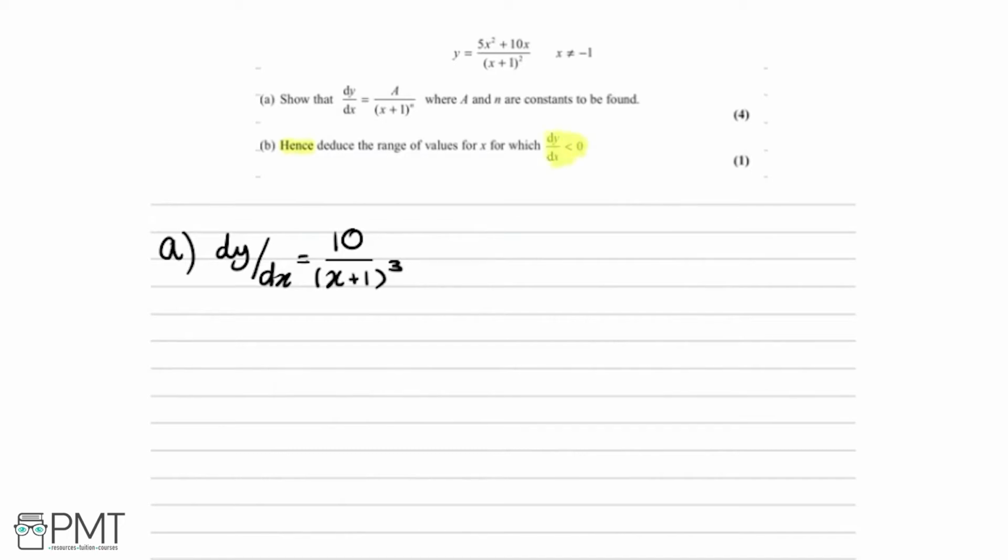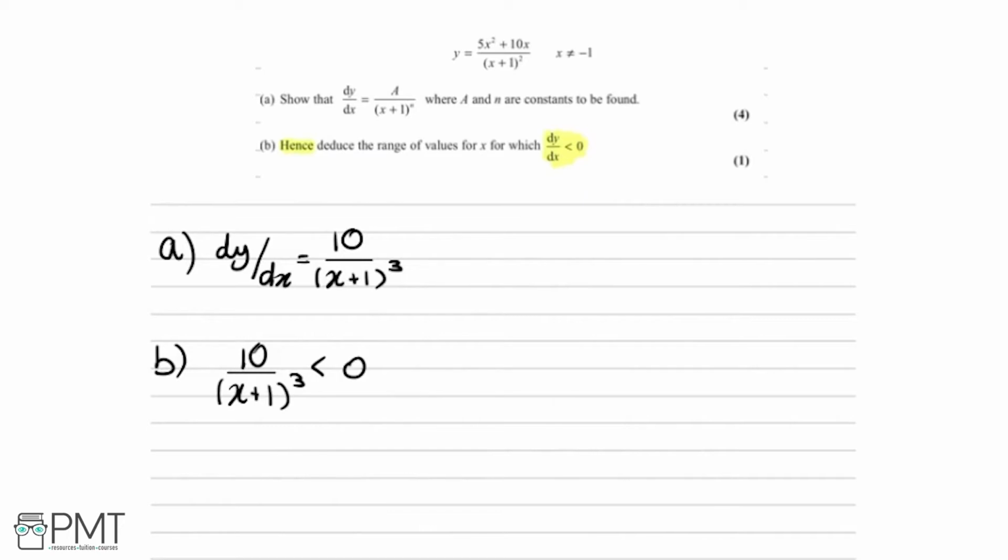So it says dy by dx is less than 0. Well, we know what dy by dx is from part A. So what I'm going to do here, part B, is replace dy by dx with what we worked it out to be. So that's 10 over x plus 1 to the power of 3 is less than 0. Brilliant.